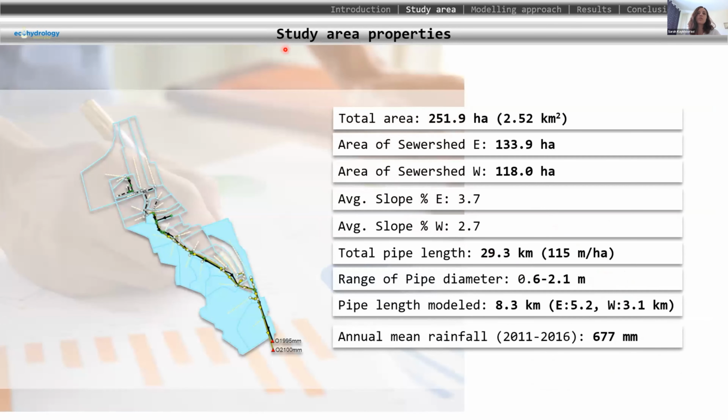A brief introduction to this study area: the area for both is about 250 hectares. The stormwater of these study areas is collected through pipelines, and they have about 30 kilometers of pipeline. We modeled about 8.3 kilometers. Also, we modeled the main pipeline, ranging from 0.6 to 2, and the annual rainfall of these two watersheds is 677 millimeters.